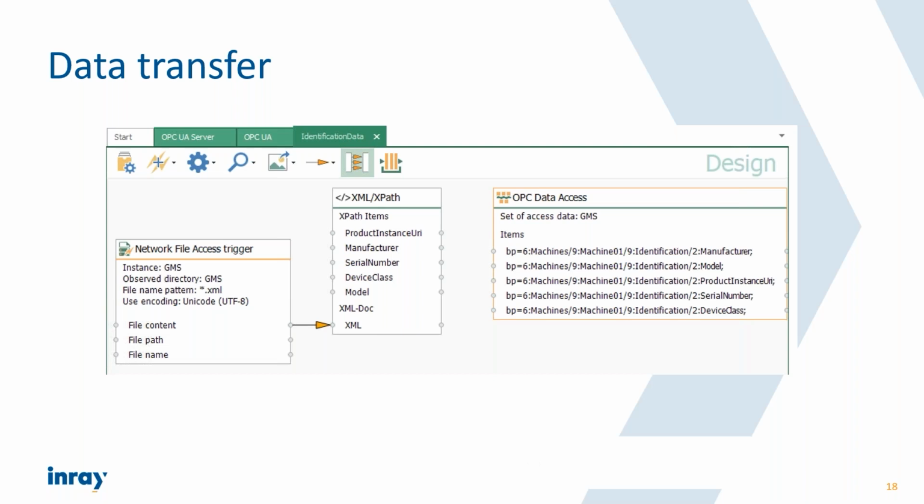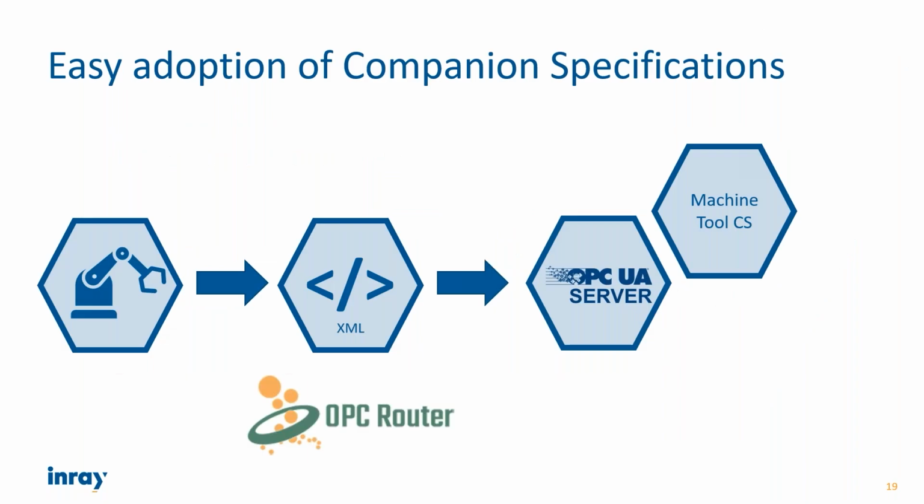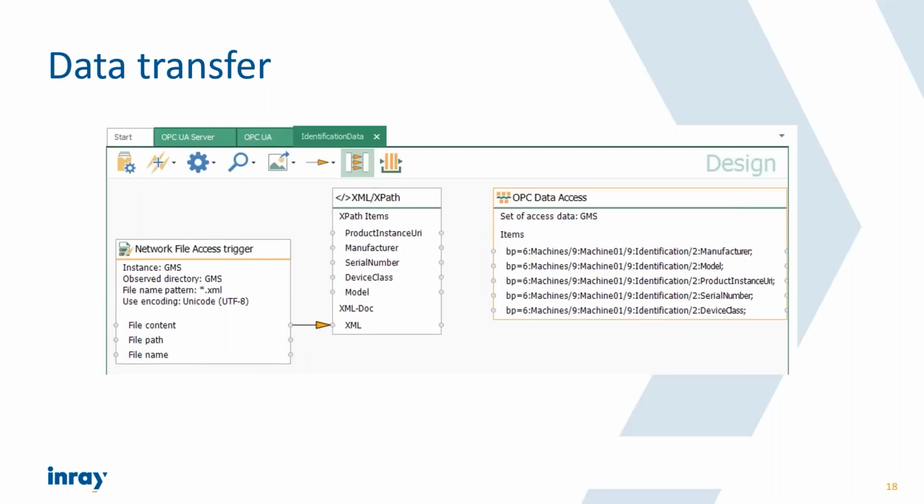Now, it's simply a matter of drawing arrows from the XML element to the OPC data access element. I guess a slide got lost there. So please imagine a couple of arrows, just like from the file content of the network file access trigger to the XML document, from the individual data fields in the XML element to the OPC data access data points. And with that, the entire data transfer has been configured. So it's very easy to set up, very easy to consume knowledge which is stored in the cloud library.